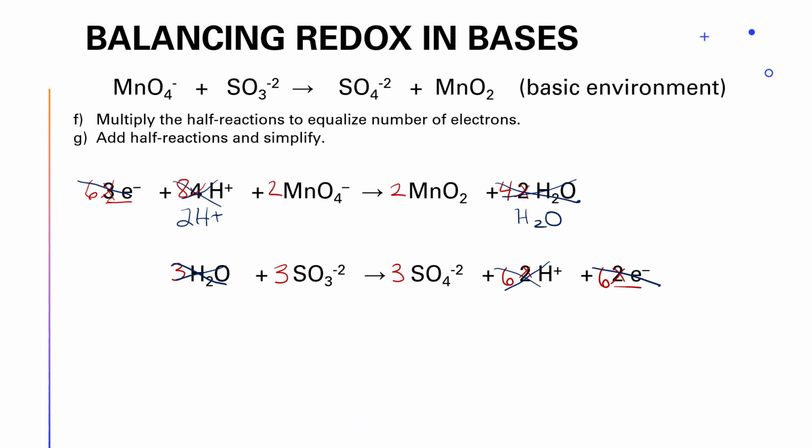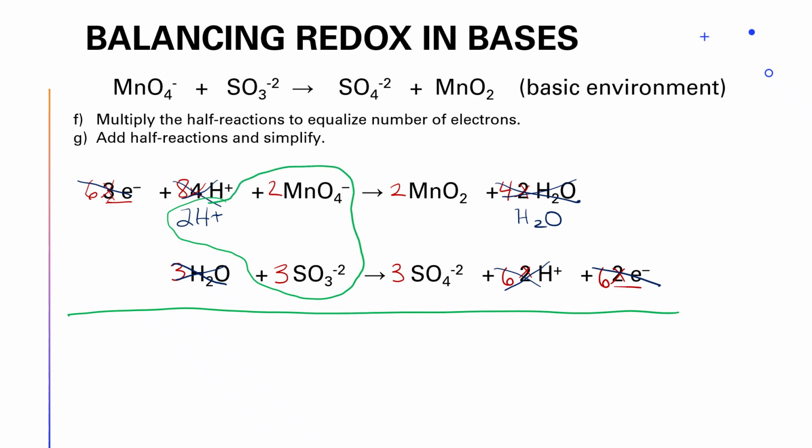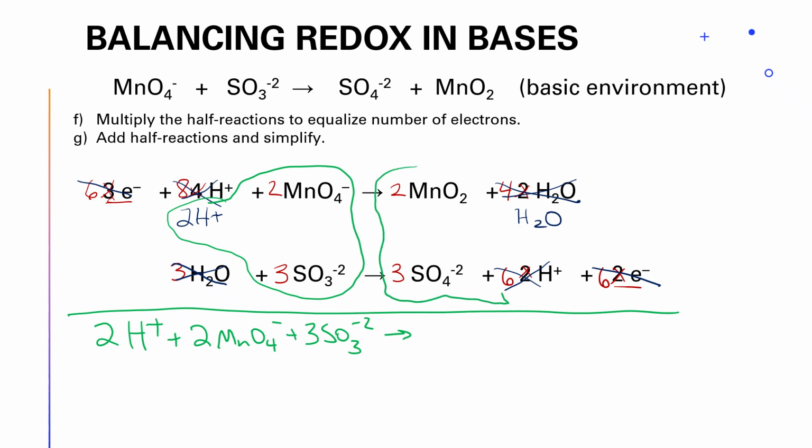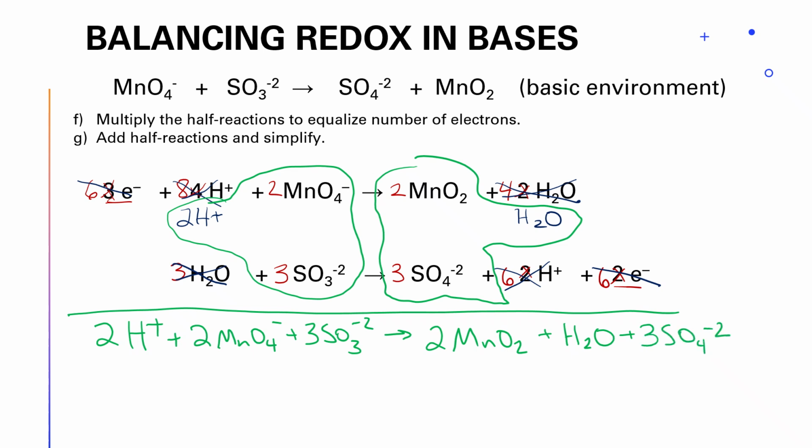So now we're going to add the whole thing together. And let's see, I got 2 H pluses and 3 sulfites and 2 permanganates on the left. And on the right, I have 2 manganese dioxides, 1 water, and 3 SO4 2-. If we were in an acidic solution, we would be good.